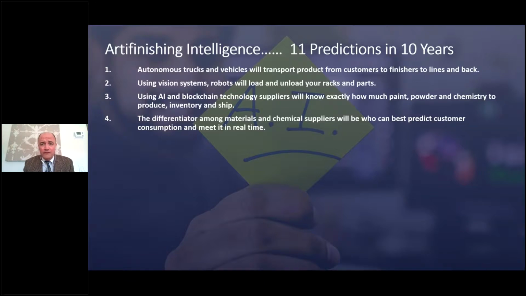They won't run out of inventory and have to take their line down. And the differentiator will be those companies that figure out how to measure that, figure out how to exactly meet demand, and the ones that don't.